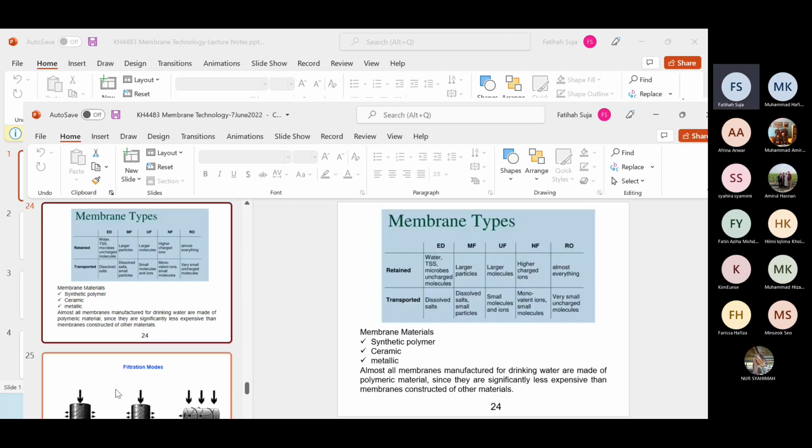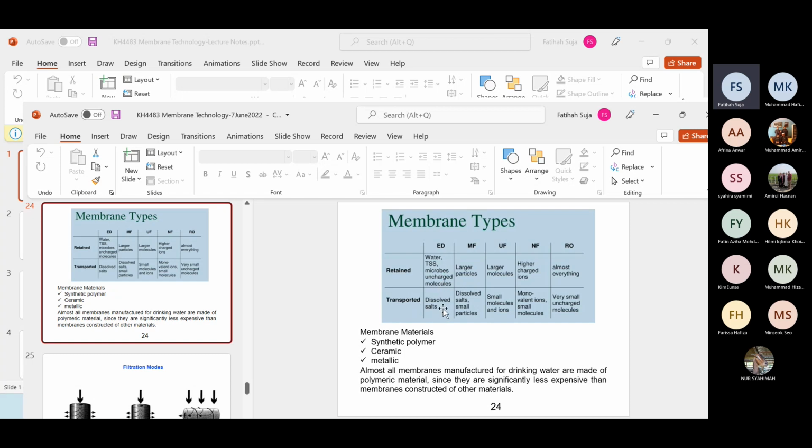Okay, this is a comparison of electrodialysis, microfiltration, ultrafiltration, nanofiltration and reverse osmosis. You can see that electrodialysis retains water, TSS, microbes and uncharged molecules, because it only separates the anions and cations using electric current. So it will not remove all of these. Electrodialysis cannot be the only treatment for removing everything.